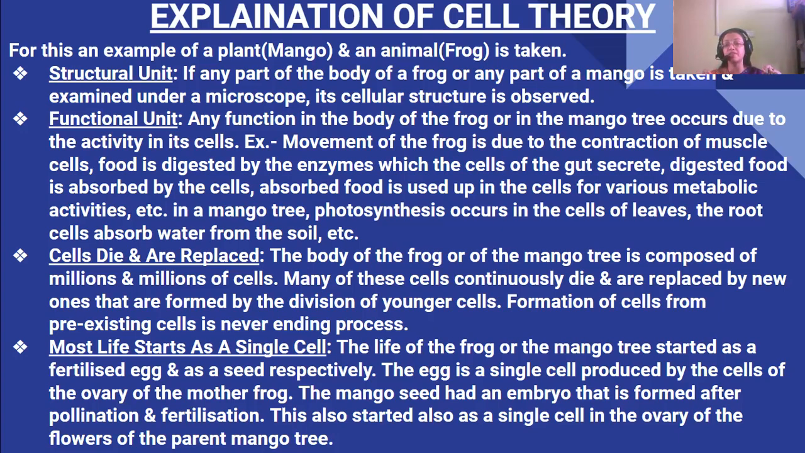Now, the egg in the case of the frog is a single cell which is produced by the cells of the ovary of the mother frog. The mango seed has an embryo that is also formed after pollination and fertilization. That is also a single cell in the ovary of the flower of the parent mango tree. So it arises from a single cell.